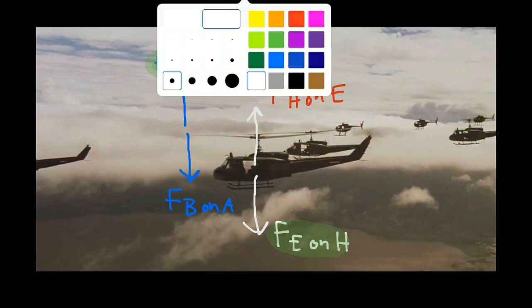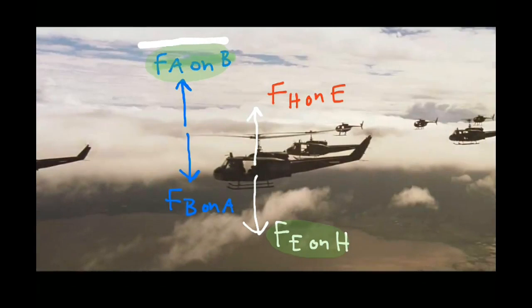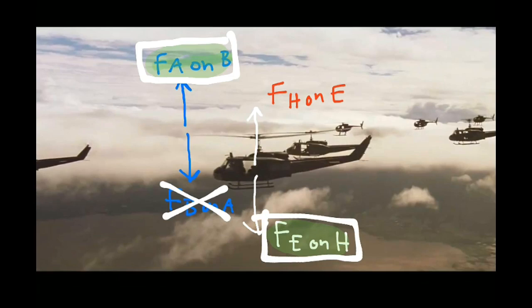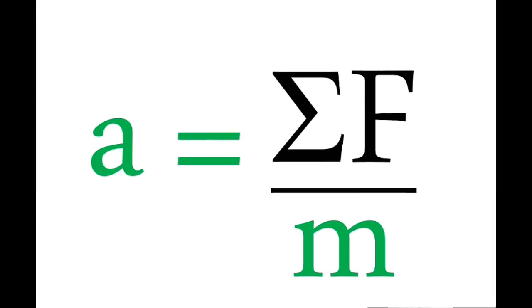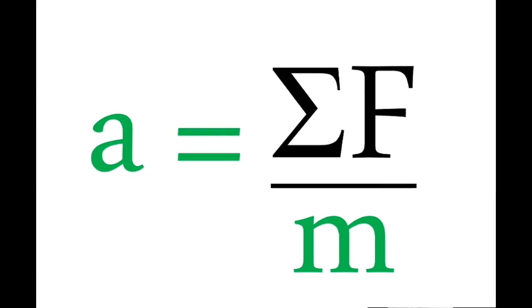So now that we've highlighted the forces that do matter, which again is the force of the air on the blade, we don't care about the blade on the air for now, because it's not acting on the helicopter, and the force of the Earth on the helicopter, and we're not going to care much about the force of the helicopter on Earth. These two forces are the two that we're looking at when we want to calculate the net force and determine whether or not we're moving up.